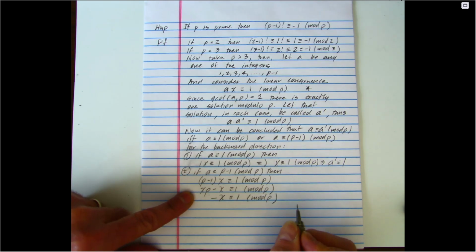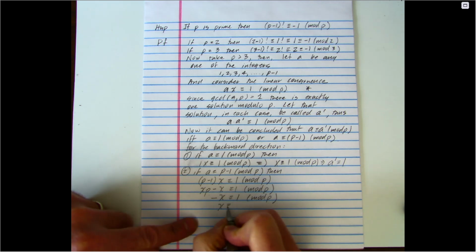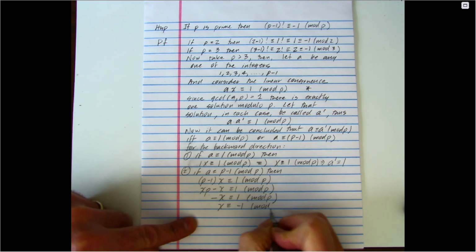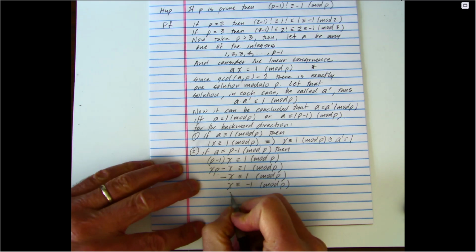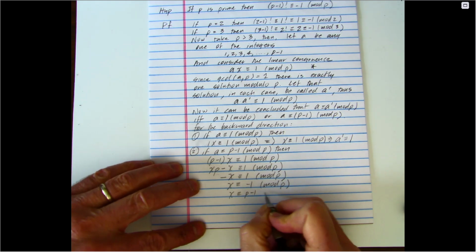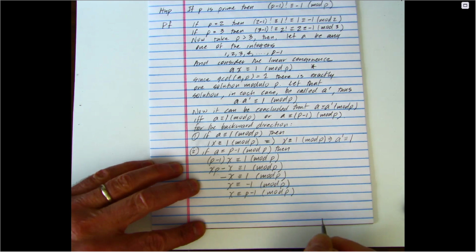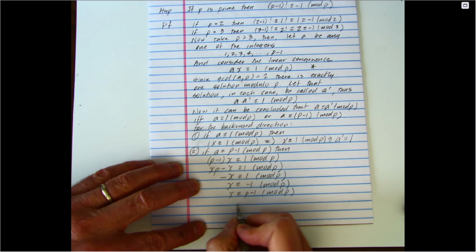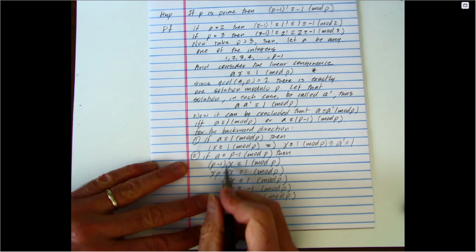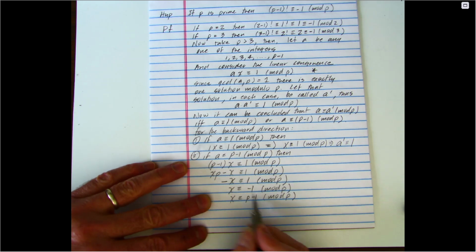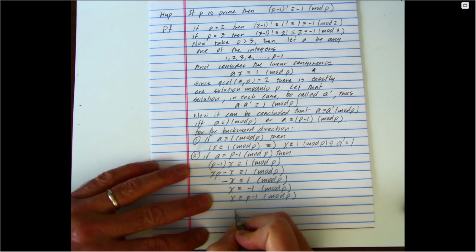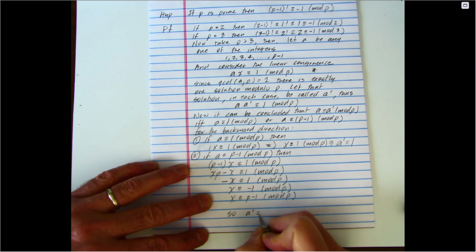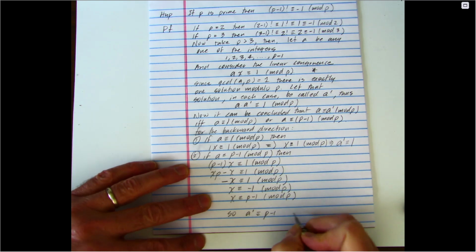Then multiplying both sides by negative 1, we get x congruent to negative 1 mod P, which means that x is congruent to P minus 1 mod P. And what we've shown then is that the solution here is P minus 1. So P minus 1 times P minus 1 is actually congruent to 1. And that implies that A prime is congruent to P minus 1 mod P. Okay, so we've done the backward direction.